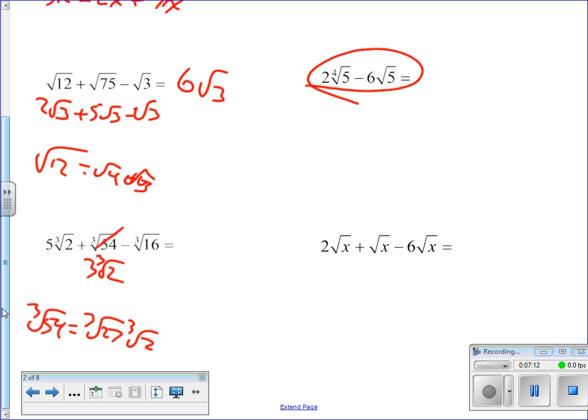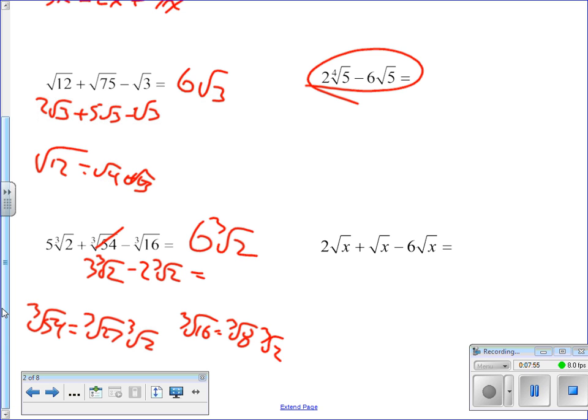And I tried the same thing with the next one. What about 16? 2 times what gives me 16? 8. Ooh, 8's a perfect cube. So I go to here and I do the 16 one. Cube root of 16 is the cube root of 8 times cube root of 2. Cube root of 8 is 2, so that's minus 2 cube root 2. Now I can simplify. 5 cube root 2 plus 3 cube root 2 means that I have 8 cube root 2 minus 2 cube root 2. 8 minus 2 gives me 6 cube root 2.